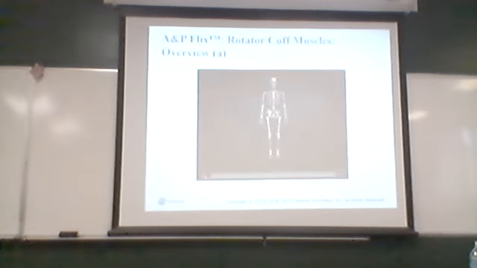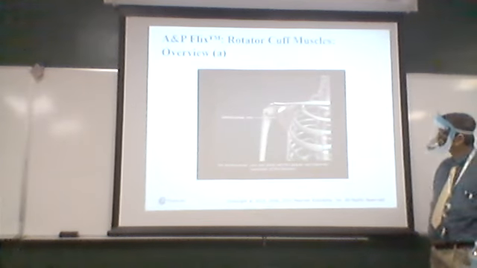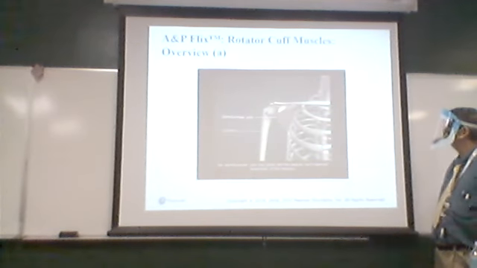Rotator cuff is a term used to describe the group of muscles and tendons that stabilize and reinforce the glenohumeral joint and assist with the angular and rotational movement.